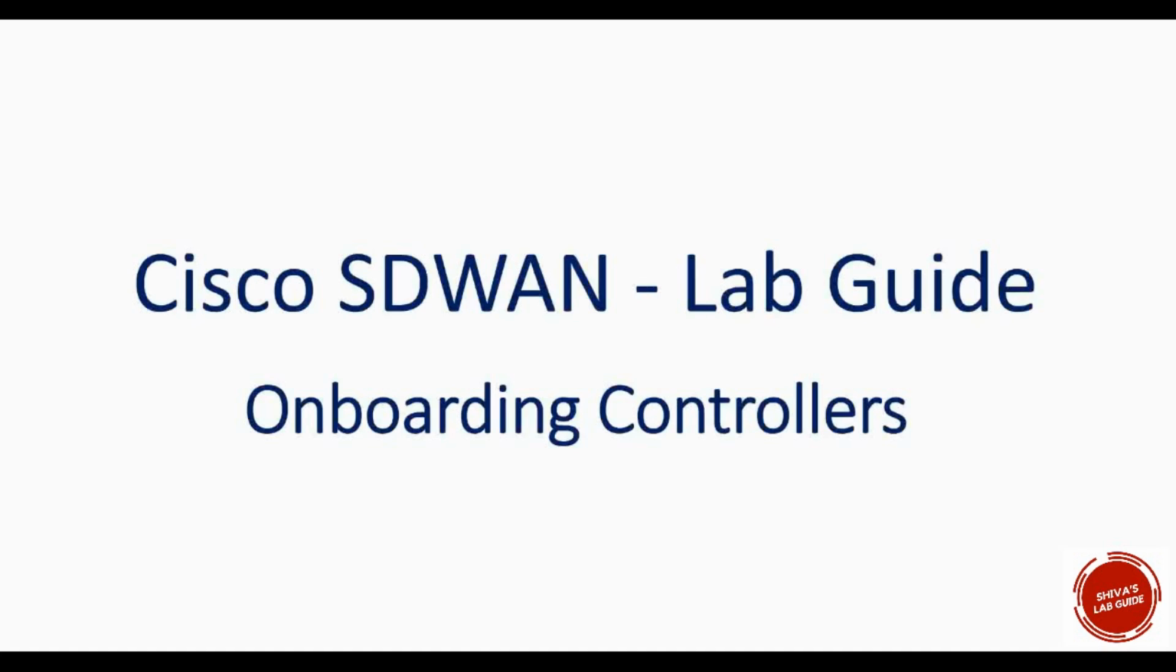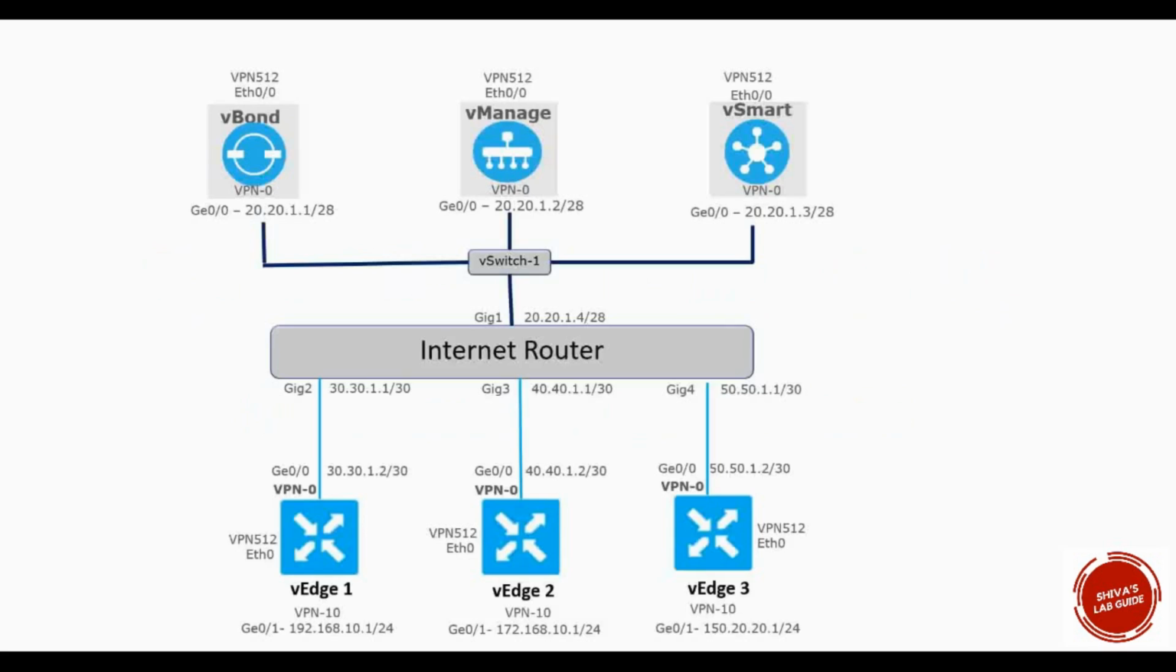To bring up the Cisco SD-WAN setup, first we have to onboard the controllers. So in this video, I'm going to show you how to do that. So this is my lab topology. We need minimum one vBond, one vManage, and one vSmart controller to bring up the SD-WAN connections.